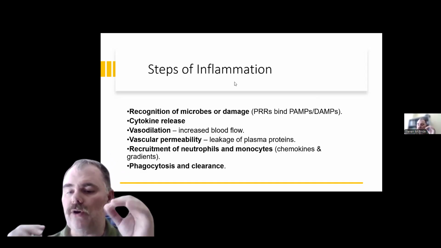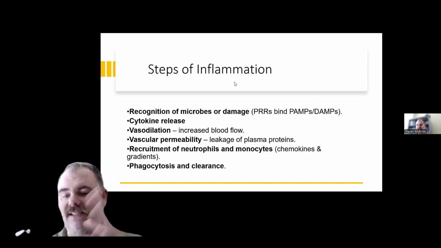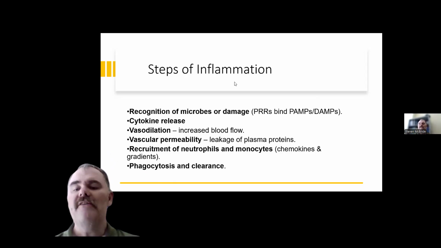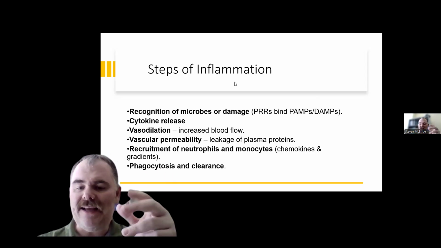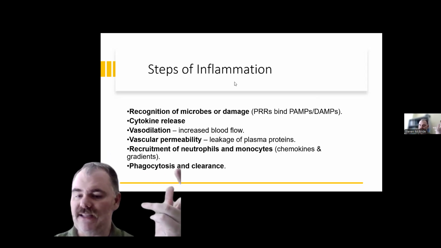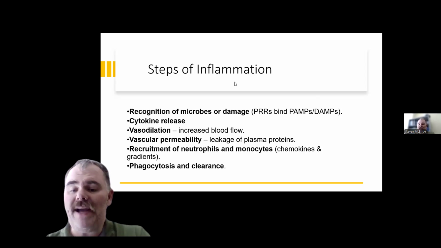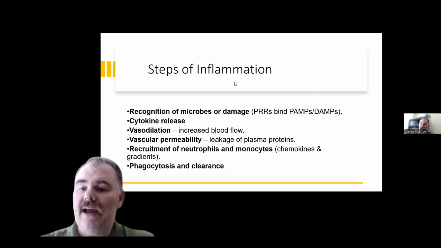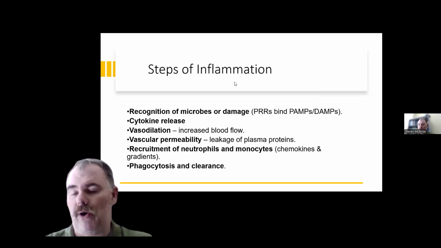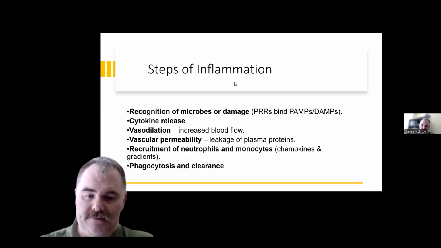Chemokines then recruit neutrophils and monocytes to the site of infection. Finally, these cells eliminate pathogens through phagocytosis and other antimicrobial mechanisms. Although inflammation is often uncomfortable, it's a critical component of host defenses.